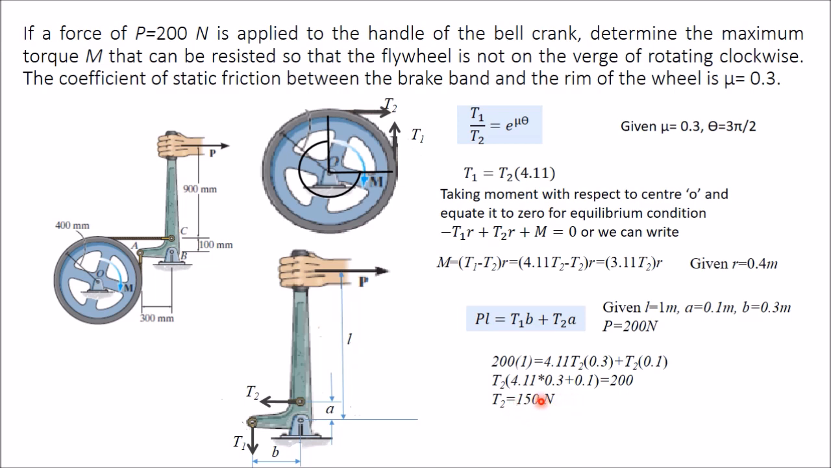Now put this value of T2 here in M, and you will get the required torque, or the maximum torque that can be resisted by the belt. That is equal to 3.11 T2 into R, which equals 187 Newton meter. So this brake can resist a maximum moment of up to 187 Newton meter.